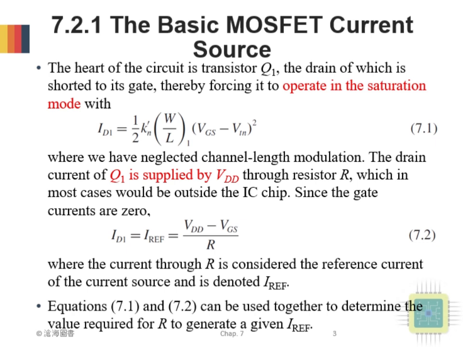The voltage source VDD supplies the drain current of Q1 through resistor R, which in most cases will be outside the IC chip. Since the gate currents are zero, we can get ID1 like this equation, where the current through R is considered the reference current of the current source and is denoted IREF. Equations 7.1 and 7.2 can be used together to determine the value required for R to generate a given IREF.